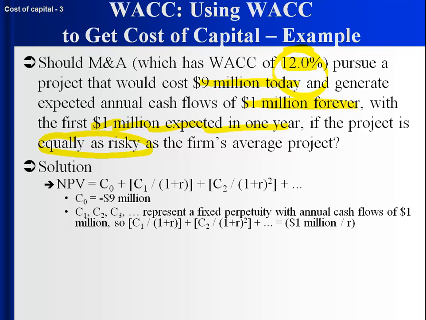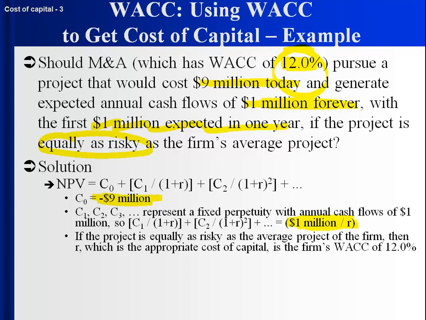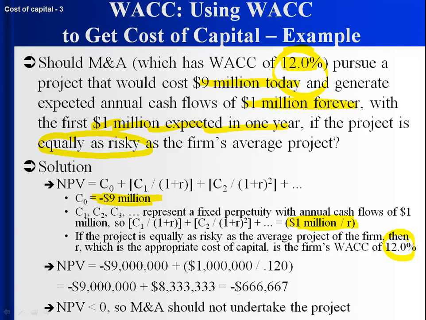In this case, we put in 9 million. We expect 1 million forever and ever, and the present value of that is just 1 million over the appropriate discount rate, which in this case, as we talked about, is the weighted average cost of capital of 12%, not because M&A has 12%, but because this project's just as risky as what M&A is currently doing, and what M&A is currently doing is reflected in the weighted average cost of capital of 12%. So this is a project where you put in 9 million today, you expect 1 million a year forever and ever and ever, discounted by 12%. The NPV is actually negative, so they should not pursue the project.